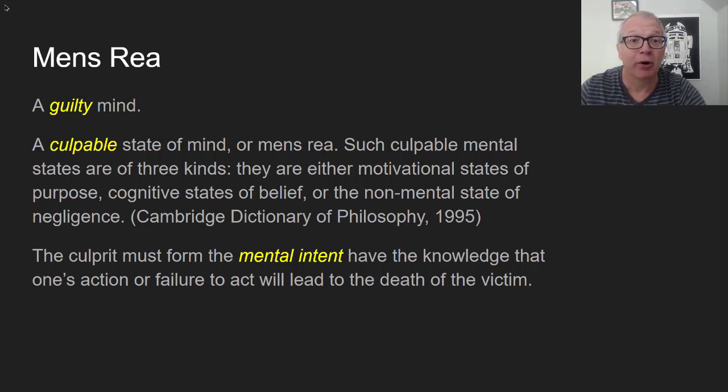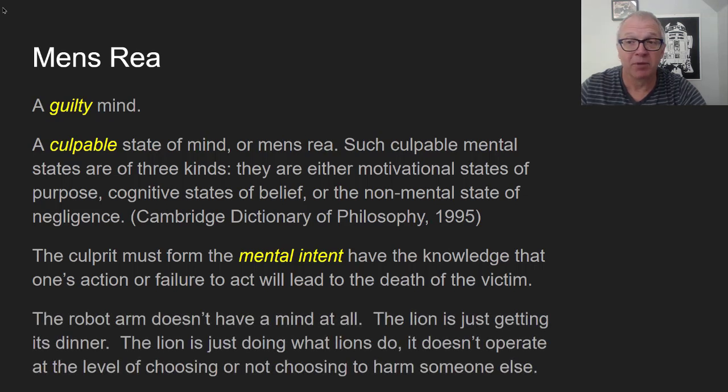Now, there might be some exonerating circumstances that diminish your guilt, but if you've got that intention in mind and you achieve it, then it looks, at least prima facie, like we've got a case of somebody who's guilty of murder. The robot arm doesn't have a mind at all, so it can't have mental intent. The lion is just getting its dinner, I think. The lion is just doing what lions do. It doesn't operate at the level of choosing or not choosing to harm someone else.